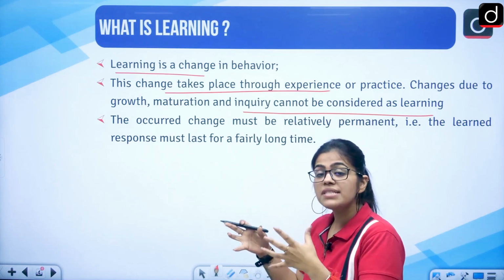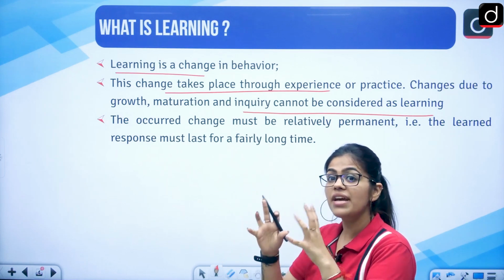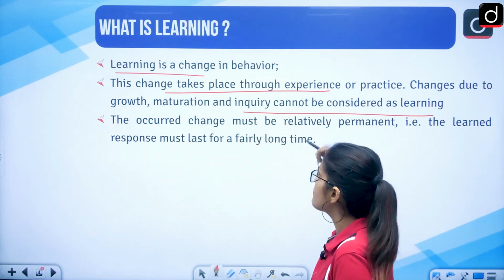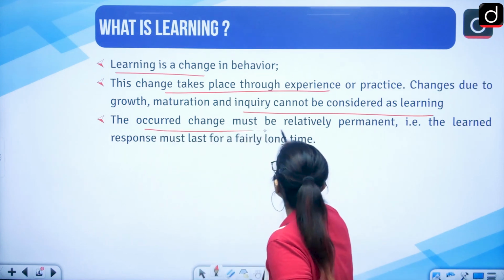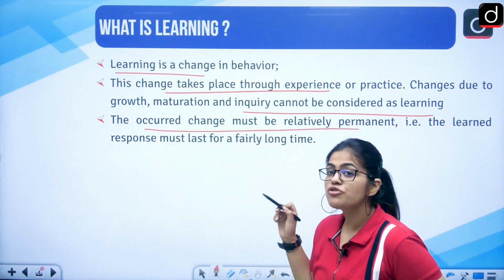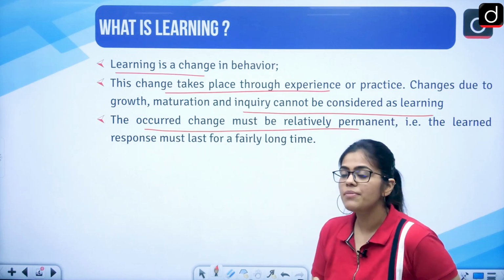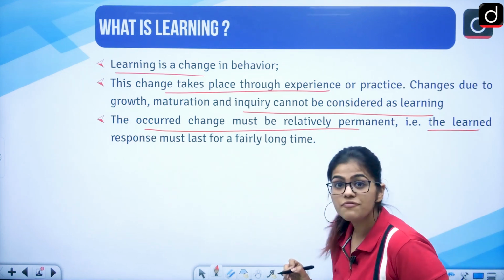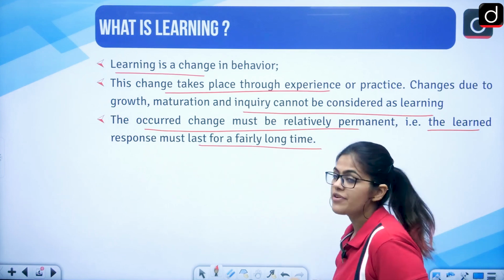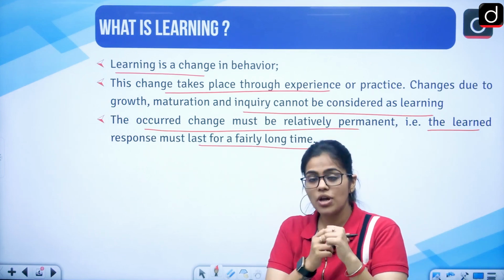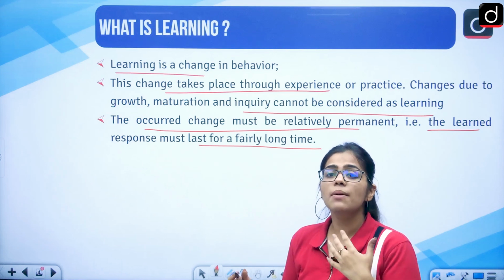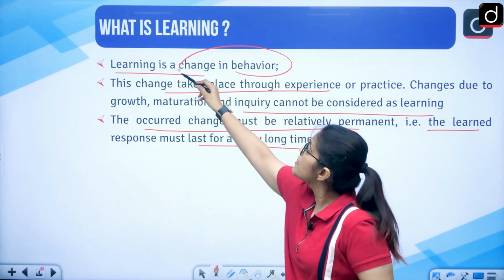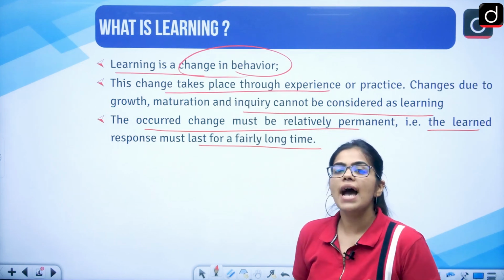But learning should be something very considerable, done very emotionally and very physically. There is a cognitive process also involved. The occurred change must be relatively permanent. It should not be done for a smaller period of time, but it should be permanent. That is, the learned response must last for a fairly longer period of time. So when you have some growth and some mental change, or you learn something that stays with you for a longer period of time, and there is a change in the behavior also, you call it learning.